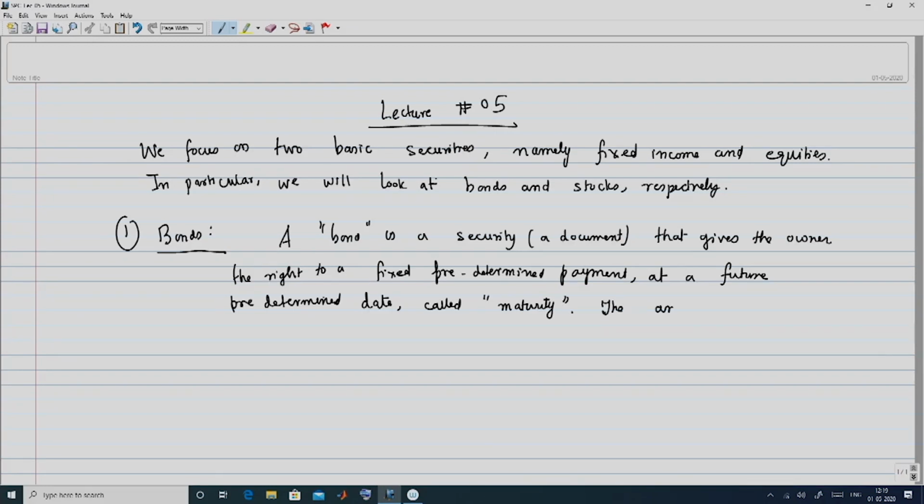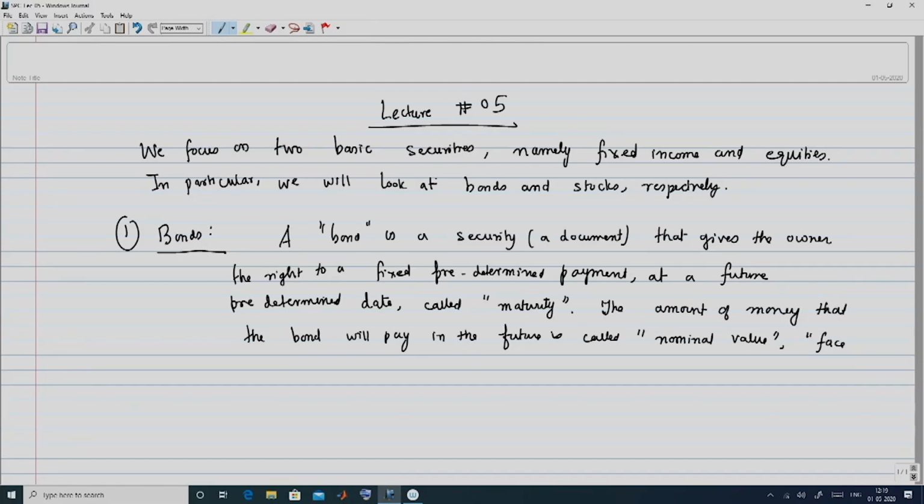So, the amount of money that the bond will pay in the future is called nominal value or face value or par value or simply the principal.